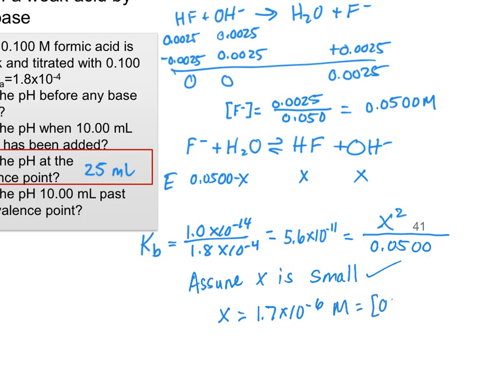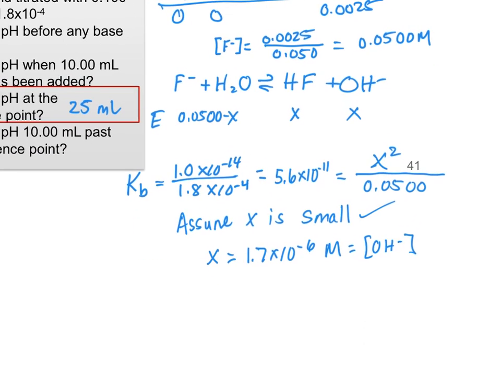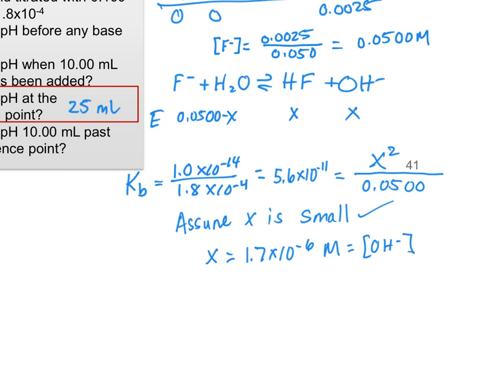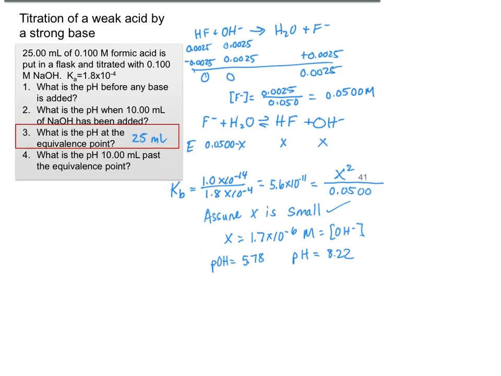And this is equal to the OH minus concentration, right, because that's x. So our pOH is minus the log of that, we get 5.78. Converting to pH, 14 minus 5.78, we get 8.22. Okay, so our pH has gone up significantly, that's great. It's above 7, that's what we expect for the equivalence point of a weak acid, right? So those two things check out. Questions on that problem?